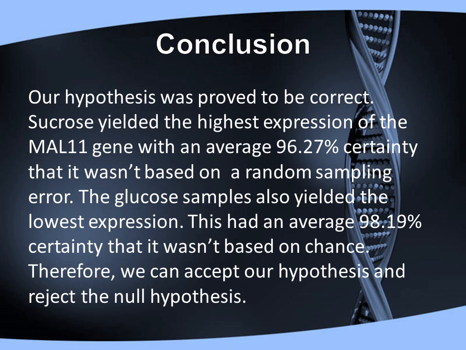From the data we received, we concluded that our hypothesis was proved to be correct. Sucrose yielded the highest expression of the MAL11 gene, with an average 96.27% certainty that it was not based on a random sampling error. The glucose samples also yielded the lowest expression. This had an average 98.19% certainty that it was not based on chance. Therefore, we can accept our hypothesis and reject the null hypothesis.